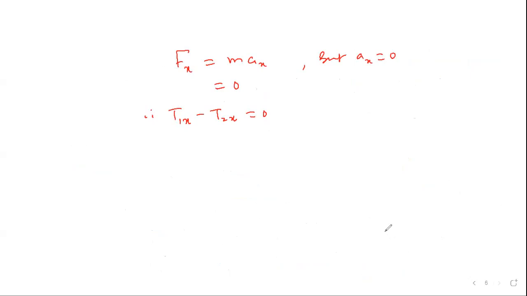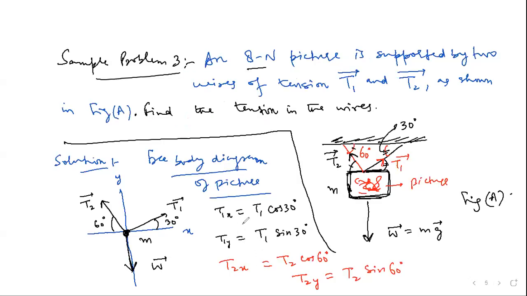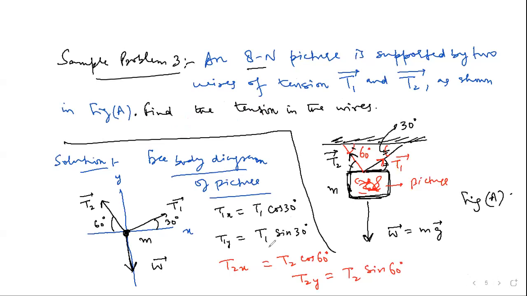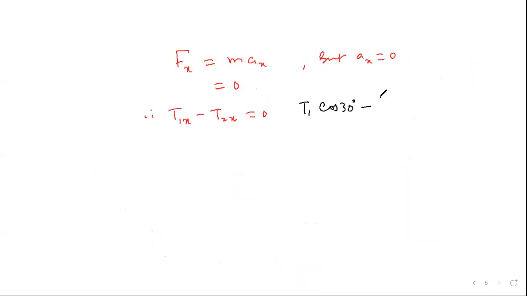What is T1x? T1x is T1 cos 30. So I have T1 cos 30 degree minus what is T2x, T2 cos 60 degree, equals 0. This is my equation 1. T1 cos 30 minus T2 cos 60 is 0.